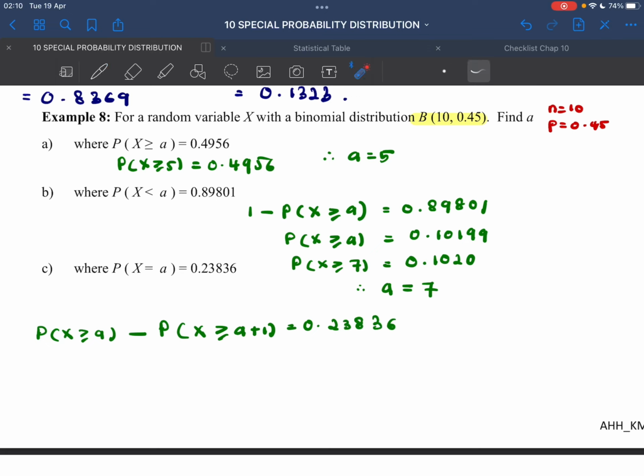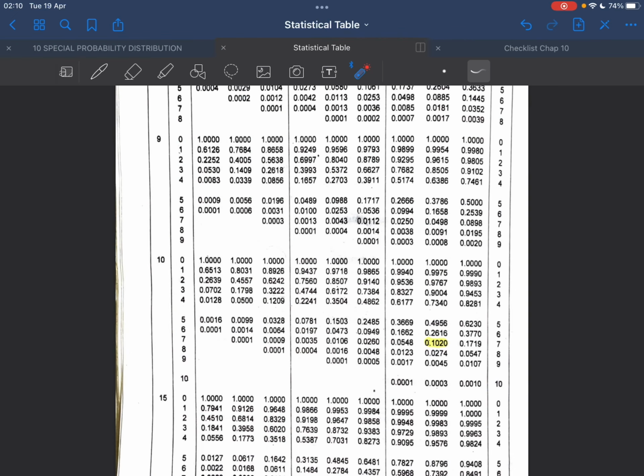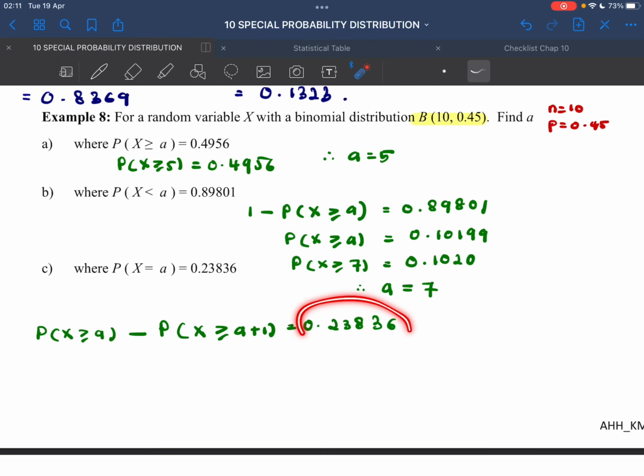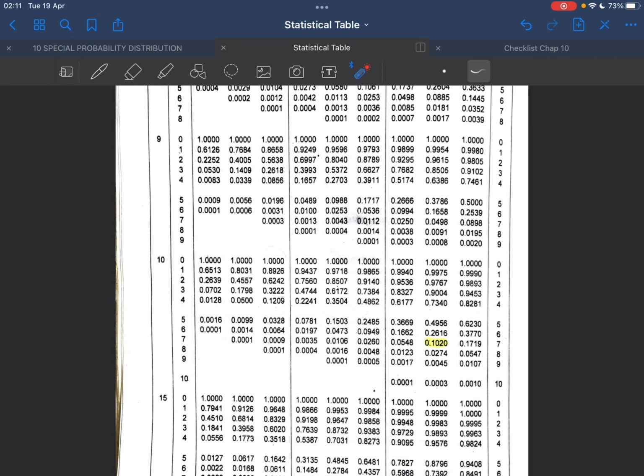Okay, kamu kena cari difference antara dua probability that will get you 0.23836. Okay, so kita cari kat tempat yang sama. N equals to 10, P equals to 0.45, which is here kat sini. So kita kena cari dua probability. So you have to try and error lah dekat sini. So let's see for 5 dengan 6, 0.4956 minus 0.2616, kita dapat 0.234. Okay, dekat. Alright, dekat. So maybe jawapan kita dah nak dekat lah. So let's try between 4 and 5.